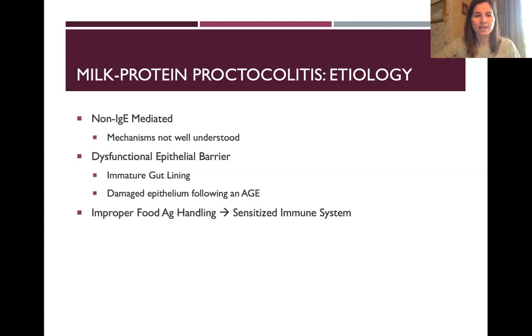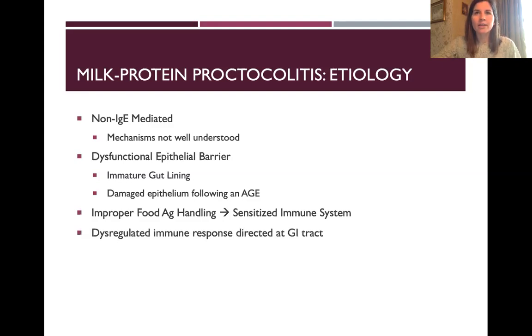And when there is a dysfunctional and impaired epithelial lining, it allows for the food antigens, specifically cow milk protein antigens, to be improperly handled, where they normally are broken down. Because of this dysfunctional epithelial barrier, the immune system is able to take the antigen and present it whole, which leads to a sensitized immune system.